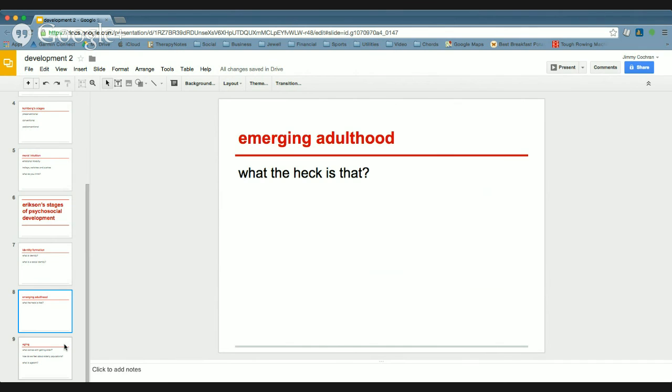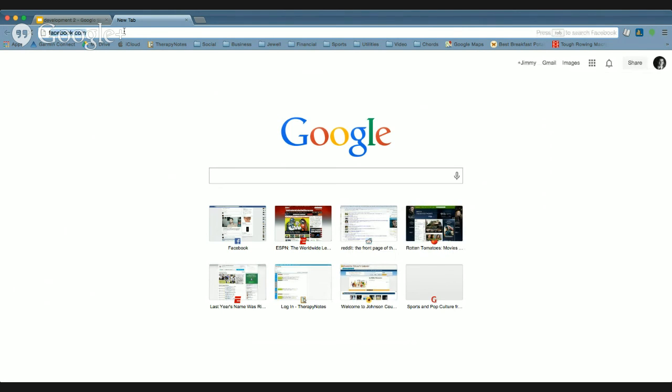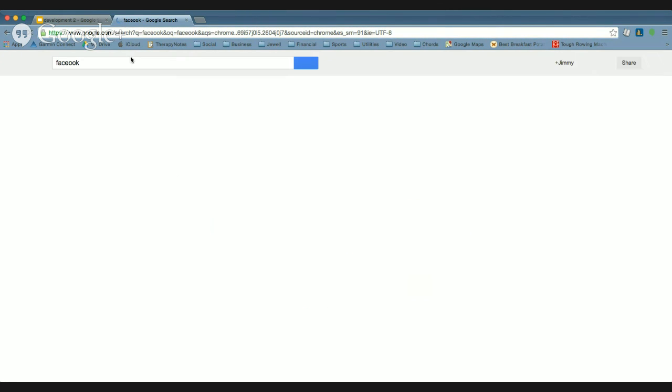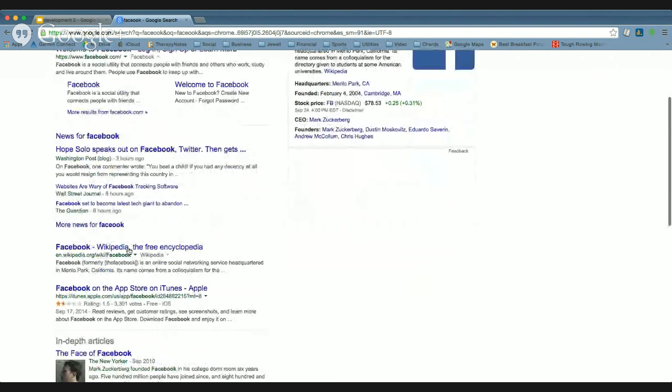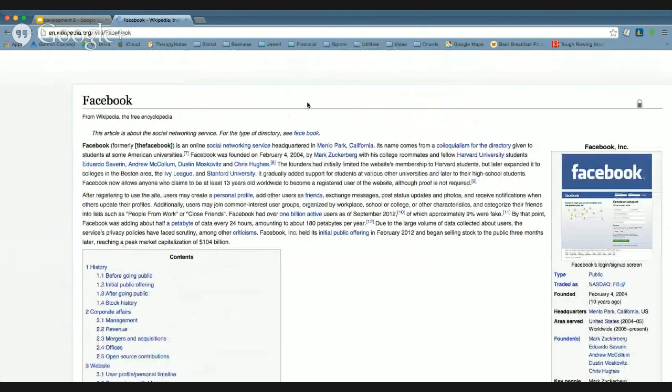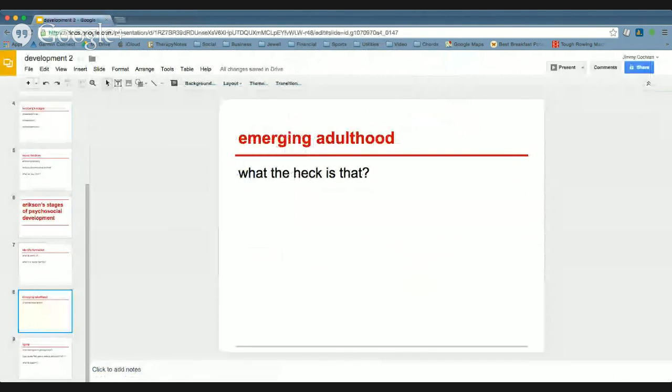It may surprise you to learn that Facebook is less than 10 years old. I think, anyway. Now I want to look that up. Let's look up Facebook and see if it's more than 10 years old. Okay. Wikipedia. 2004. So it is. It turned 10 years old in February. Congratulations, Facebook, on turning 10 years old.